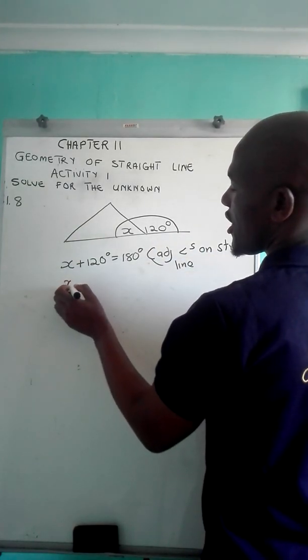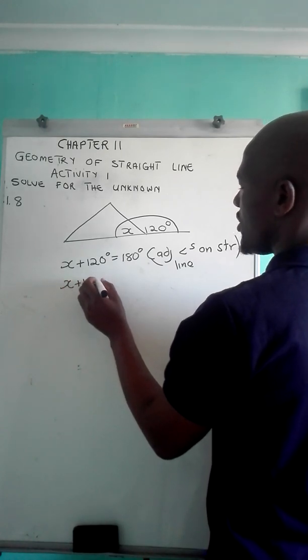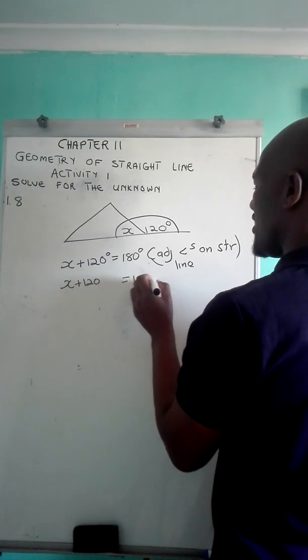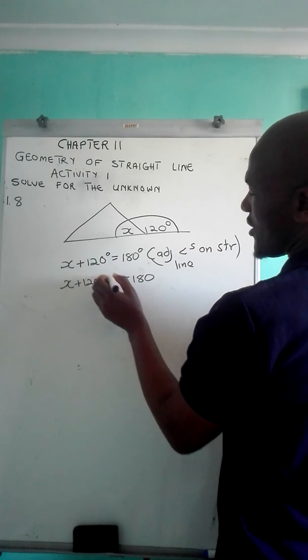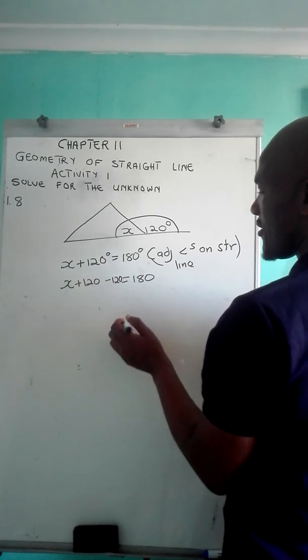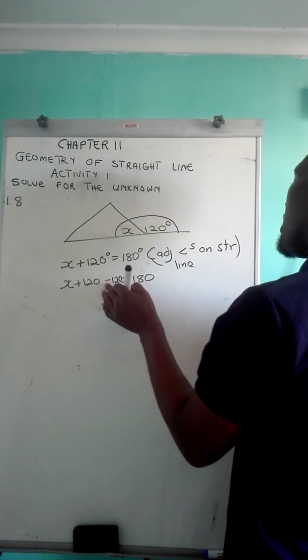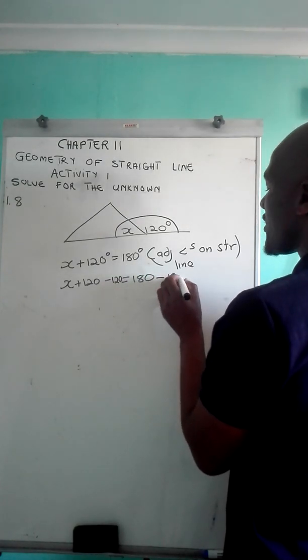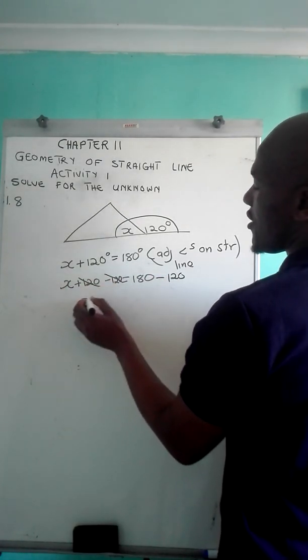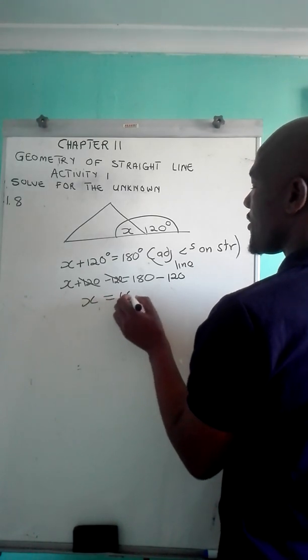So this is x plus 120 equals 180. I must minus what? 120, an additive inverse. I don't want that 120. Subtract 120. What you do on the left hand side, you also do on the right hand side. So x is equal to 60 degrees.